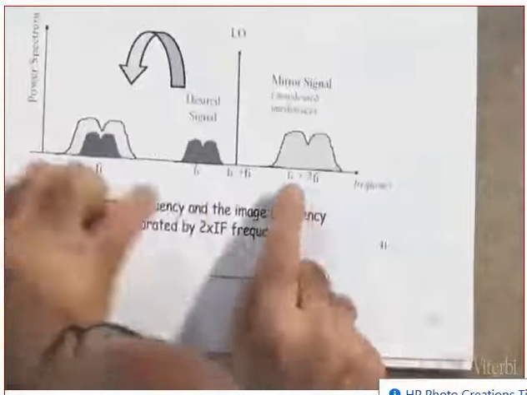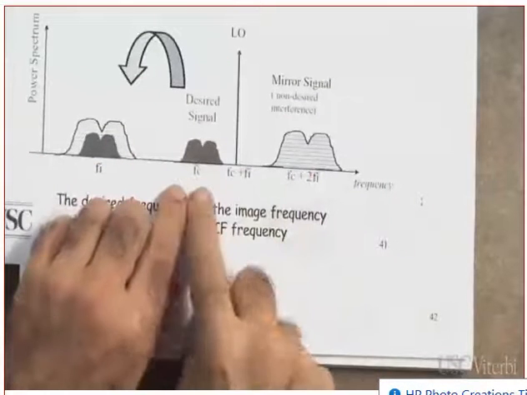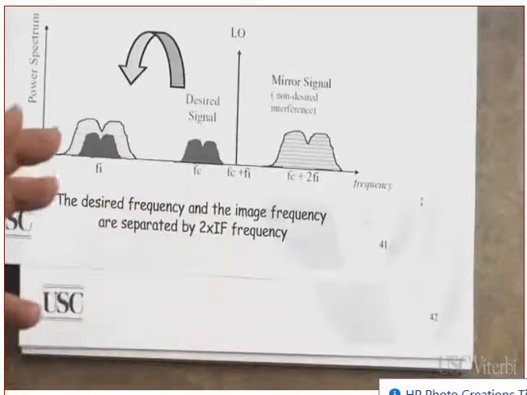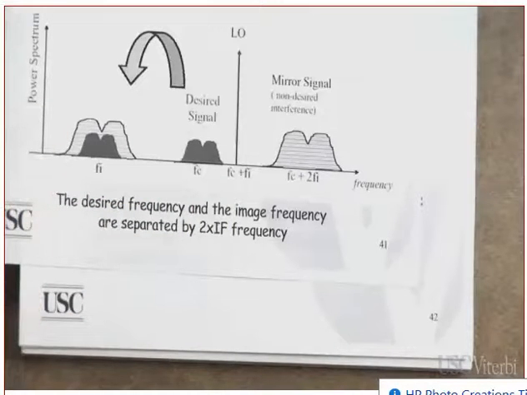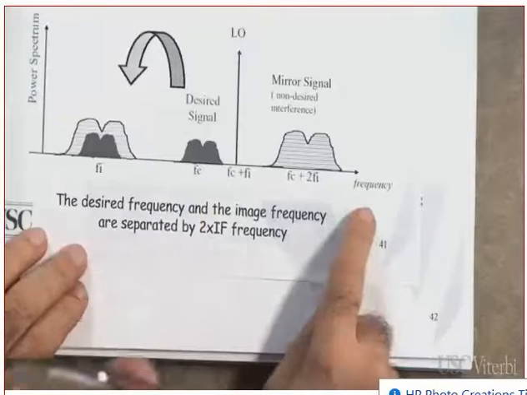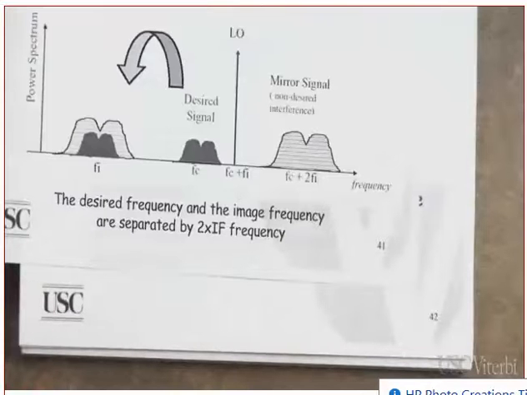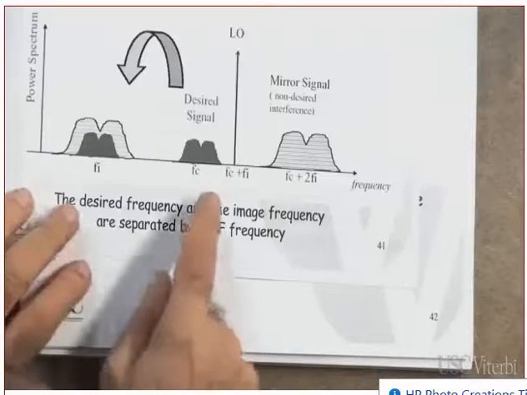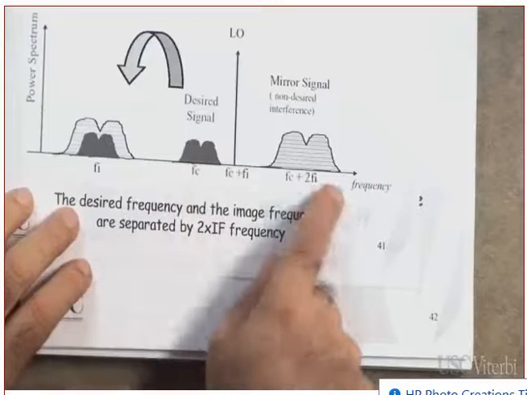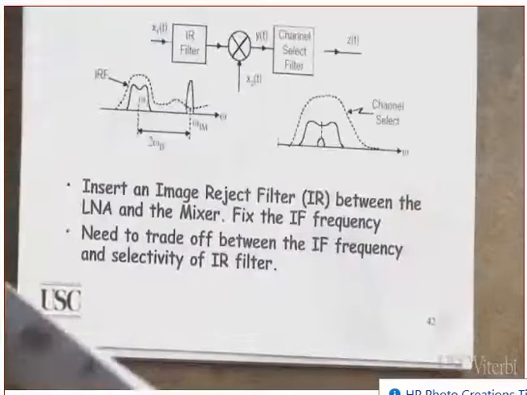One more time. What is the center to center between the desired and the image? 2IF. If you make IF large, what does that mean? It means the desired frequency and its image are far away from each other, which means it makes it easier to filter out the desired and get rid of the image. Let me show it to you so that you can see it.